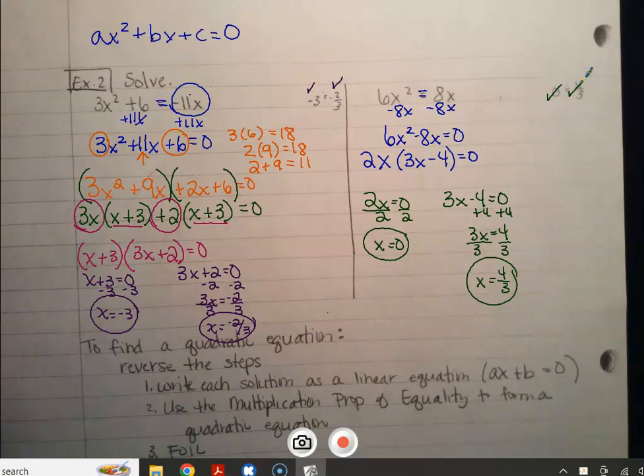We have to get it in standard form. The big part of that is that it has to be equal to 0, right? We have to have equals 0. Otherwise, all of our work will be useless.